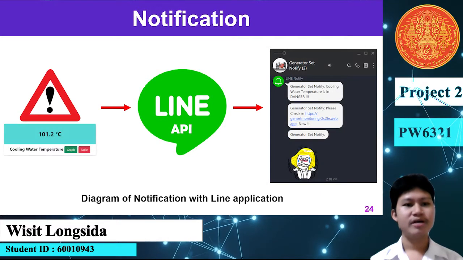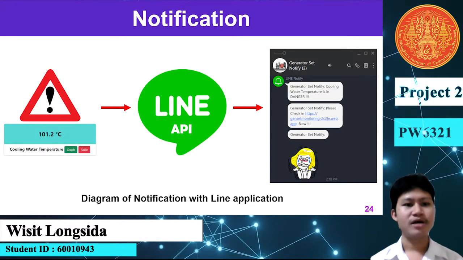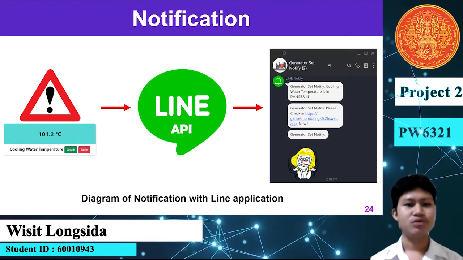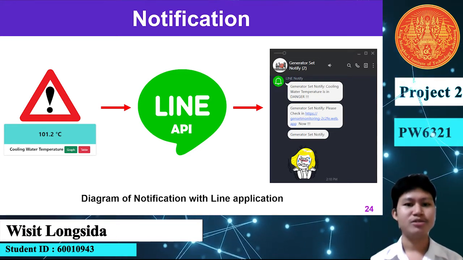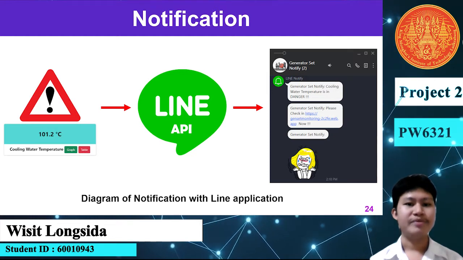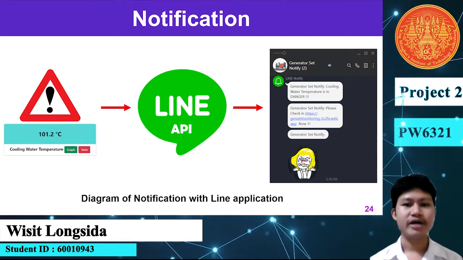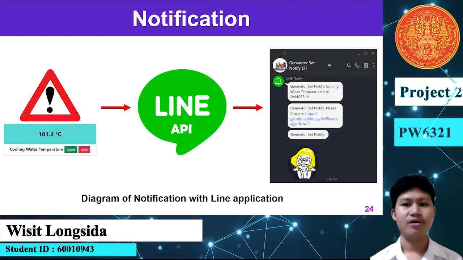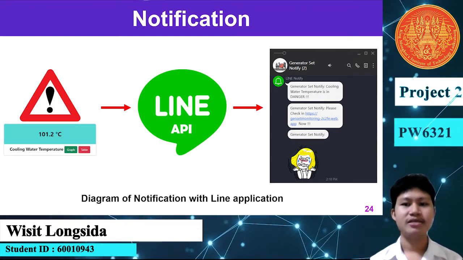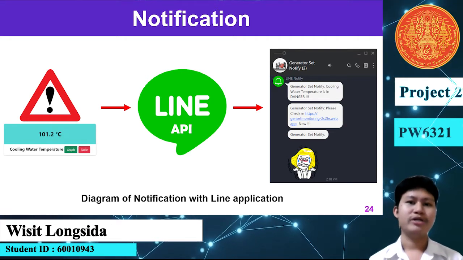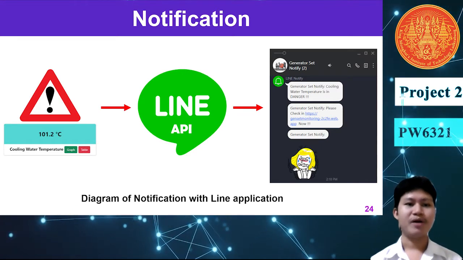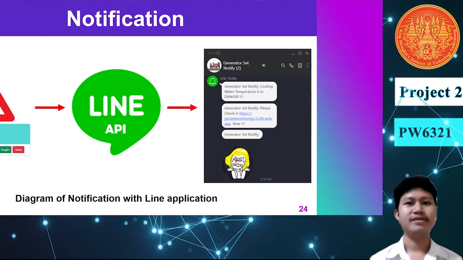If our system detects irregularity of generator sets, it will notify chat in Line application through Line API as shown in this diagram. The main reason that we use Line application for notification is that it is easy to use and reliable. Okay, now I finish this part and I will pass you over to Mr. Wachali.